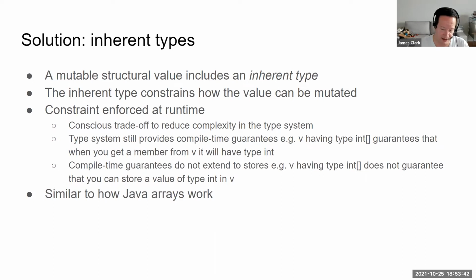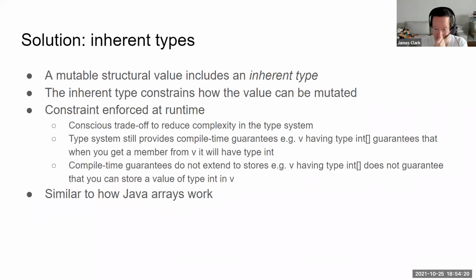A type theorist would call this unsound. I always think that's a little bit of a judgmental word. The way I like to think of it is, what does the type system guarantee? The type system guarantees that if you have a variable v of type int, and you read a member from v, it will have type int. What we don't guarantee is what will happen if you try to store a member there. If you try to mutate it, it may work, it may not work. We don't provide any guarantees about that.